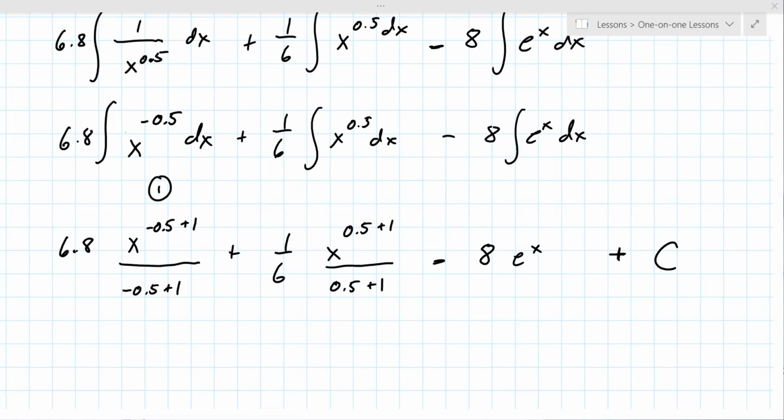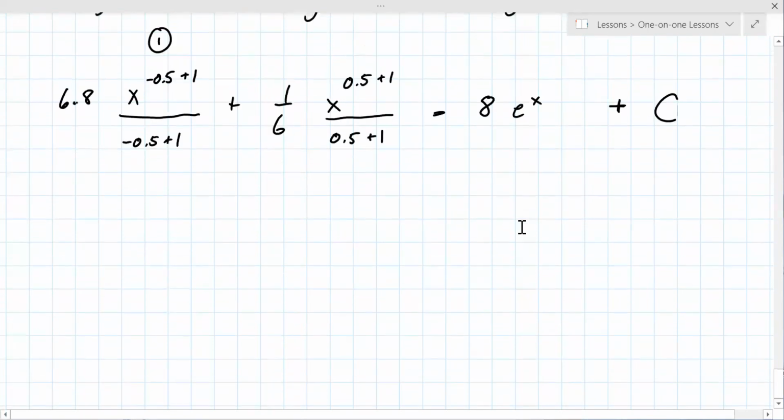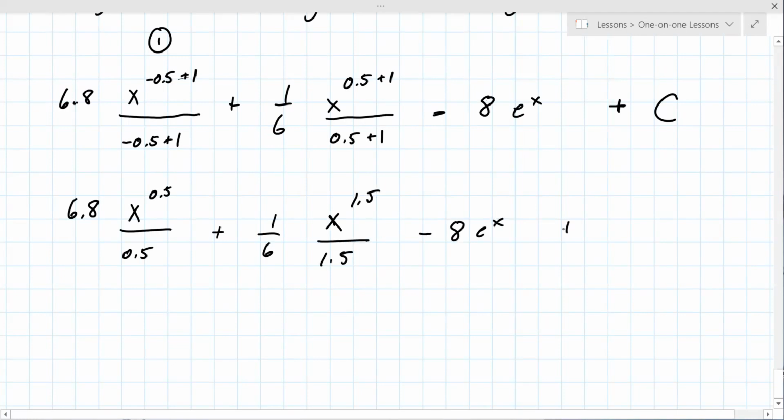Okay, now there's some simplifying to do here. First one, it's x to the 0.5 power over 0.5, and then you got a 6.8 here. WebAssign will accept this. Your teacher may not, if you're doing this in person. X to the 1.5 power over 1.5 minus 8 e to the x plus c. So it's just a matter of how much of this do you need to simplify? That I can't tell you, but WebAssign will accept these numbers, which is nice because I think we had some issues with that in a previous lesson, where you had to simplify the answer.